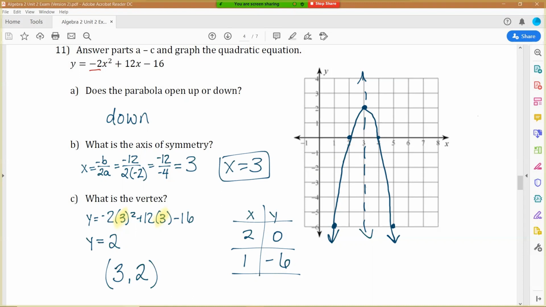Questions on this one? So 2 graphing problems. The first one will be in vertex form. The second one will be in standard form, and you're going to go through this exact process with different numbers. All right.